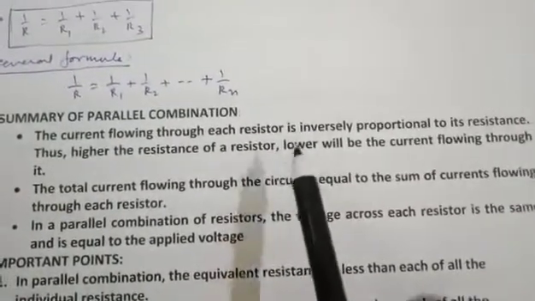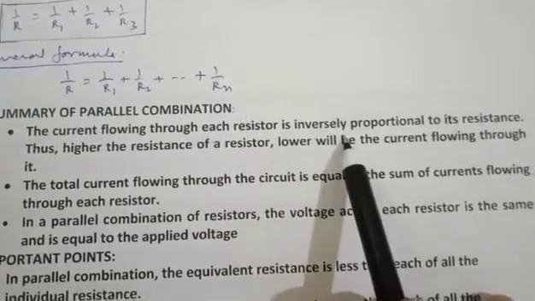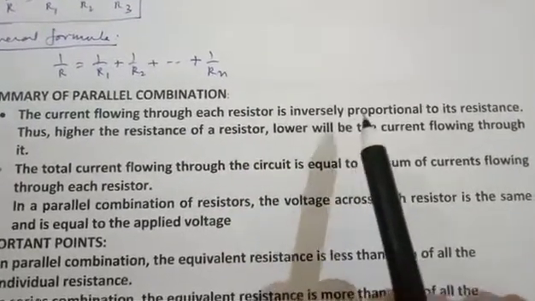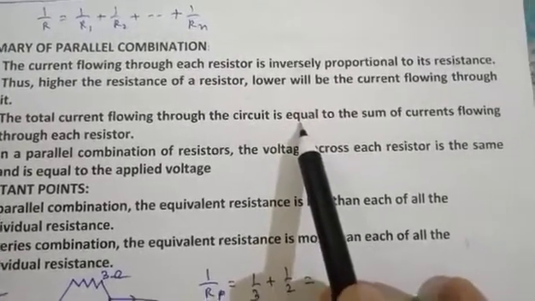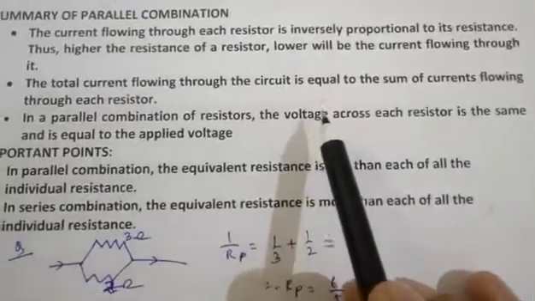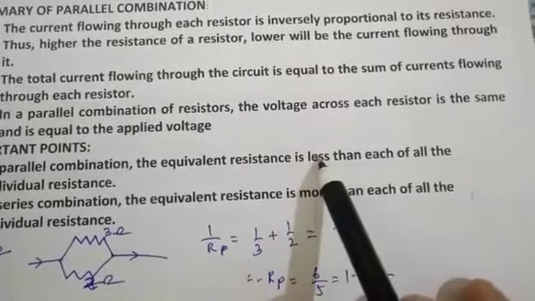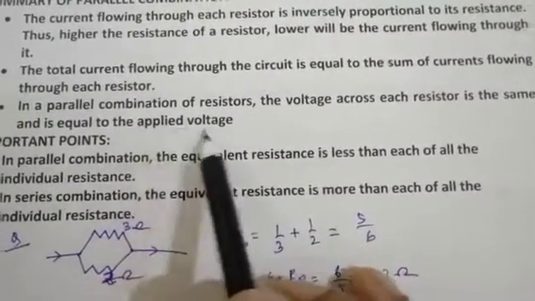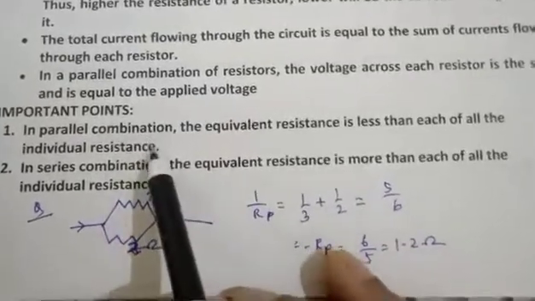So if you look at the first point, the current will be inversely proportional to the value of the resistor. The second point says the total current will be divided into different branches. And the third point says that the voltage of each resistor will be equal to the total voltage applied to the circuit. Now coming to some important points.